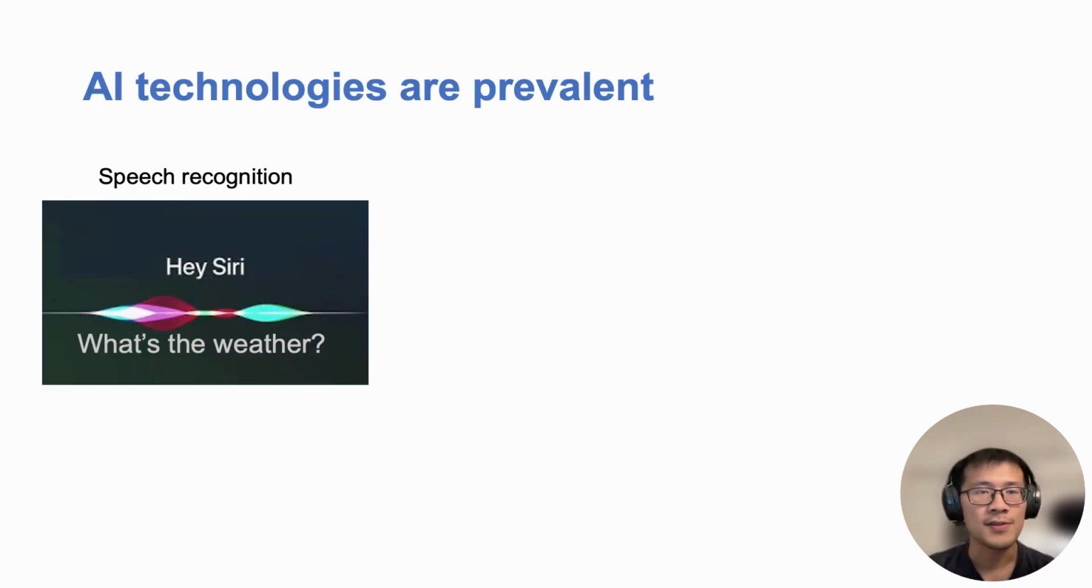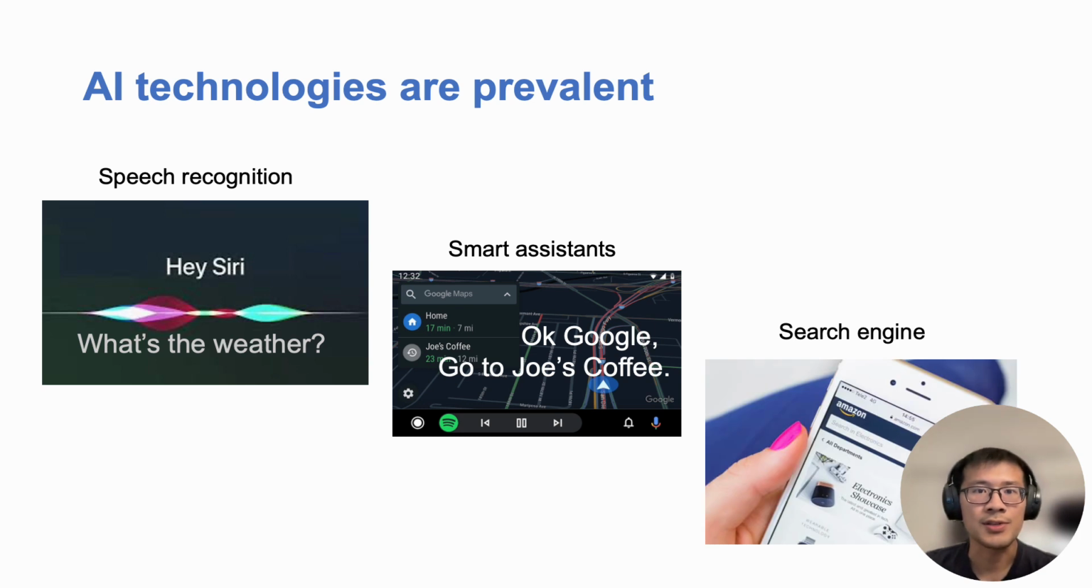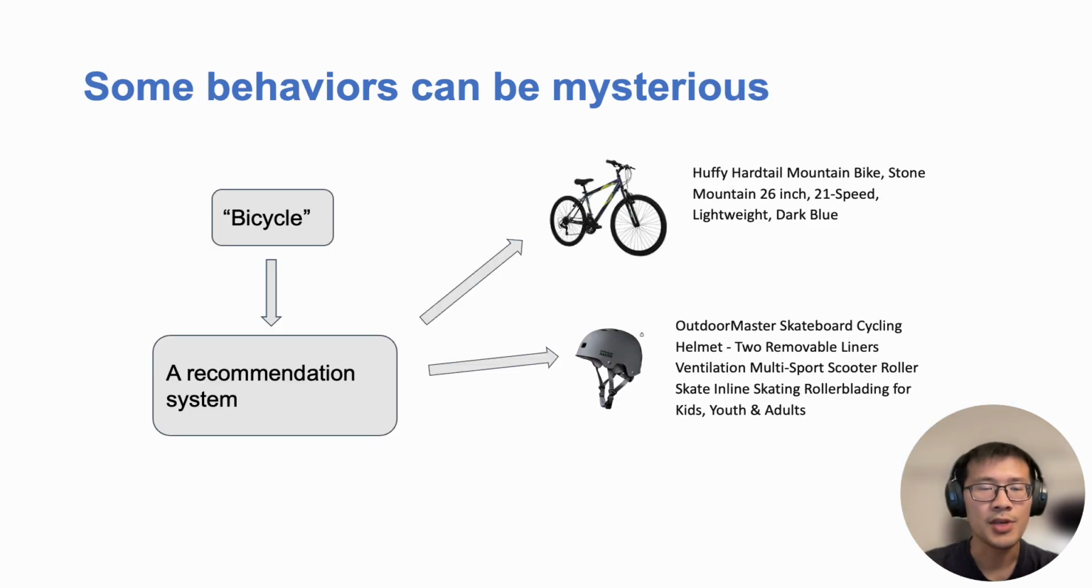Nowadays, we have seen prevalent AI technologies. There are speech recognition technologies who can recognize our speech. There are smart assistants who can navigate us in some cities we have never visited before. There are search engines which can find the relevant product given text descriptions of some products that we want to search. The behavior of many of these systems could be mysterious.